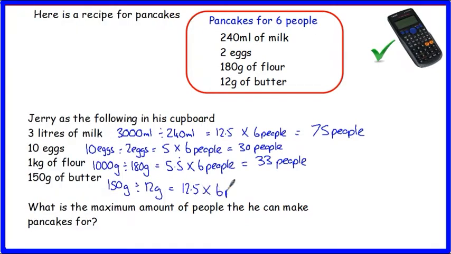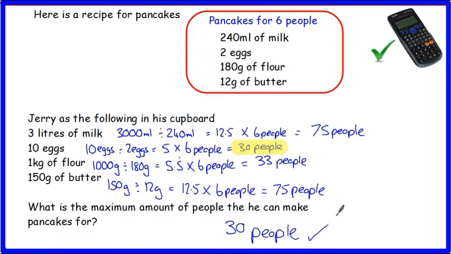I've already worked that one out. There's the maximum number of people that he can make pancakes for. Well, you have to look for the smallest number, because he can make 75 people with the milk he has, but he doesn't have enough eggs. You've got to go to the smallest one, and 30 people is the answer there.